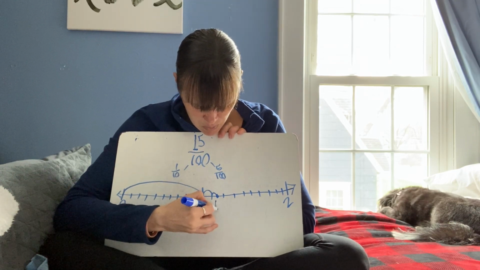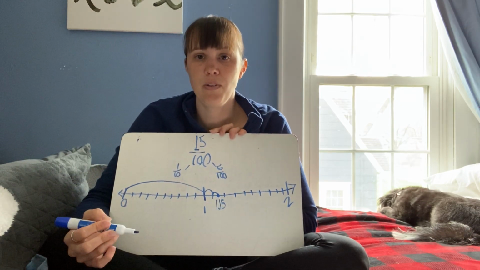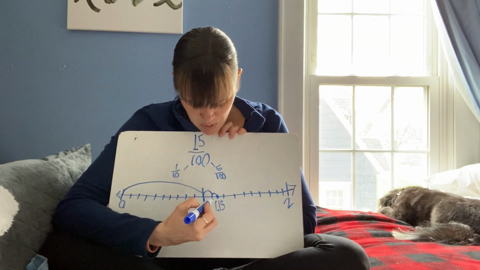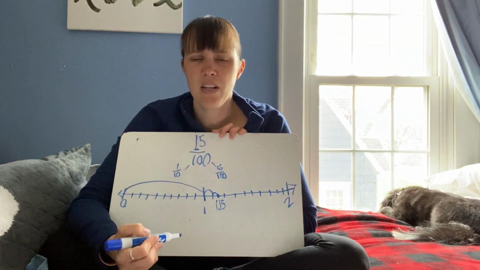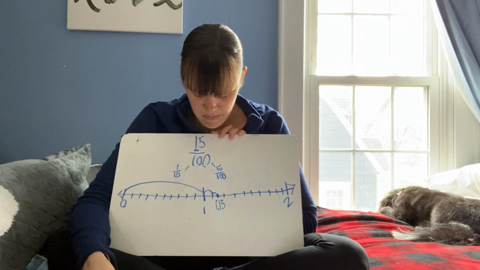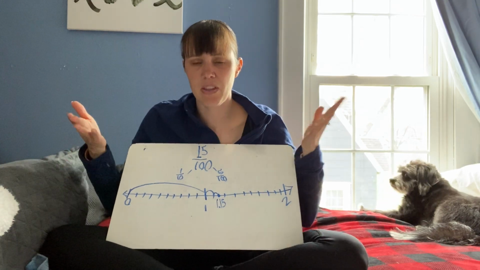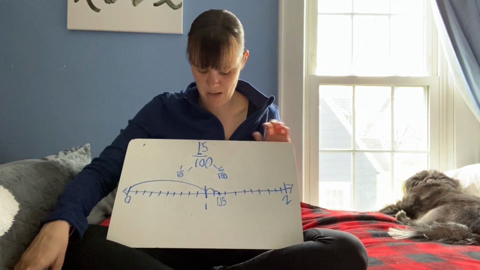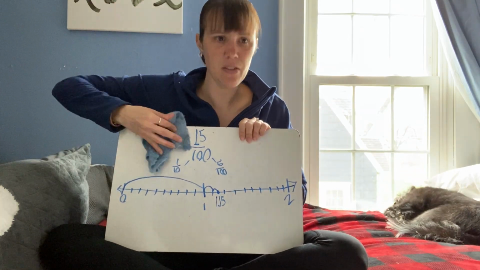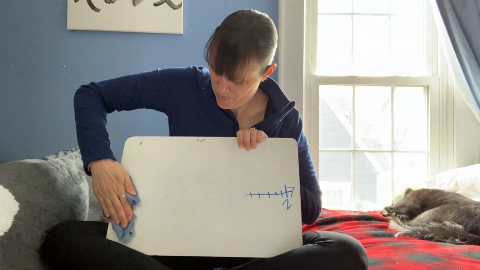So here is 1.15, 1 and 15 hundredths. So it's right in between 1 and 2. And it's kind of like saying that's in between 10 and 20, right? If we had to find the middle of 10 and 20, it would be 15. All right, so we did all of A already. So let's move on to B, shall we?